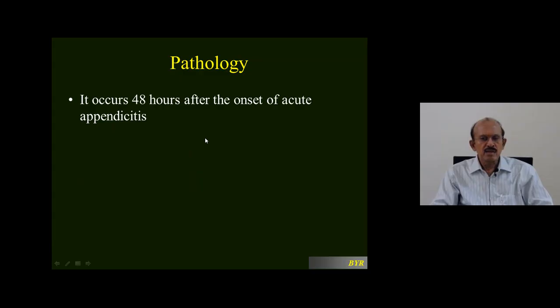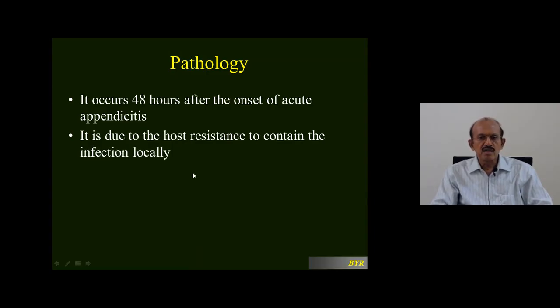It occurs 48 hours after the onset of acute appendicitis. So this usually occurs in catarrhal appendicitis. If it is an obstructive appendicitis, this type of localization cannot take place because usually the sequence of events will be very rapid. They progress to gangrene, perforation, peritonitis in obstructive appendicitis. In catarrhal appendicitis, there will be slow progression of the inflammatory process from the mucosa to the serosa, and from there will be adhesion formations with the surrounding bowels forming the appendicular mass. So it takes on average about 48 hours.